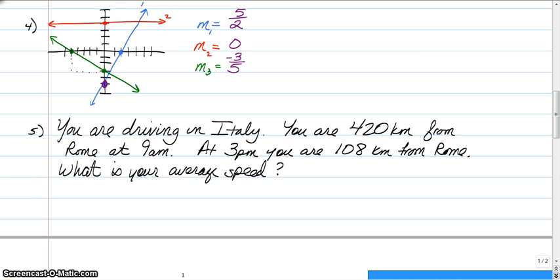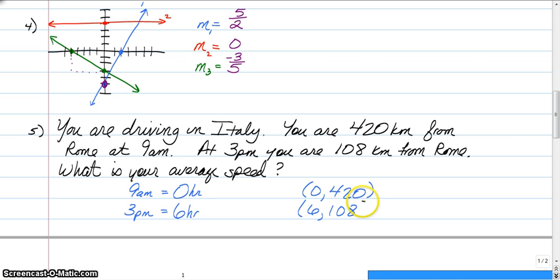So the first thing you want to do is come up with where you're starting. We can call 9 a.m. our 0 hour, because that's when you're starting. And then we can say 3 p.m. is 6 hours later. That will help us write some XY coordinates. At 0 amount of time, we're 420 kilometers away. And then at 6 hours later, which is 3 p.m., we are only 108 kilometers away.